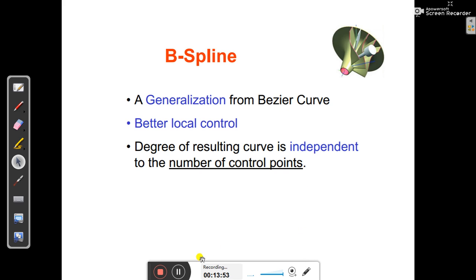Next is B-spline. We'll try to discuss B-spline in the next video. It will take some time, that is why.